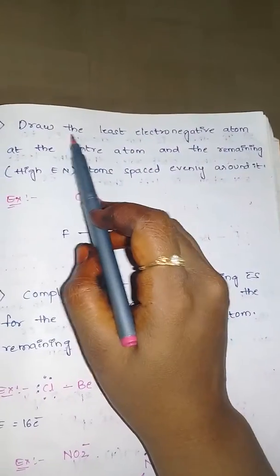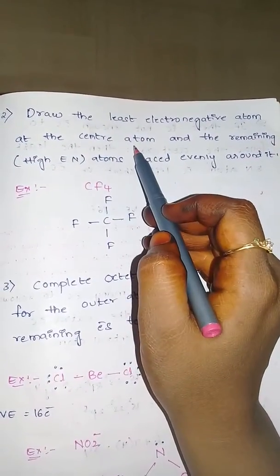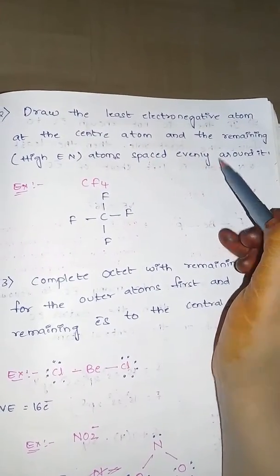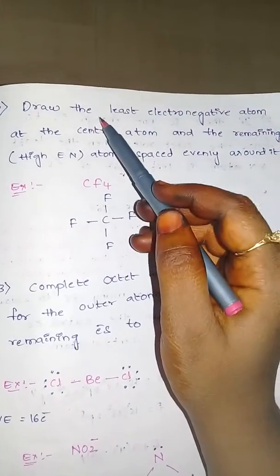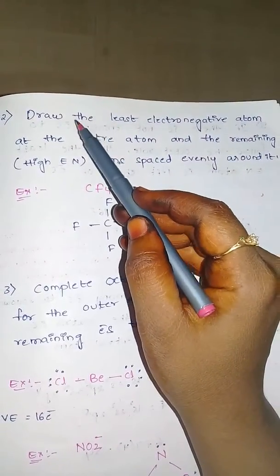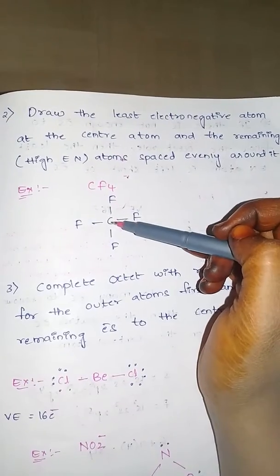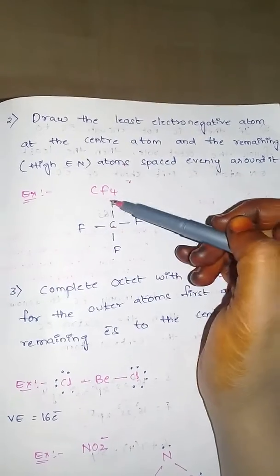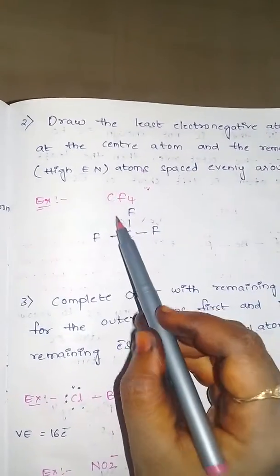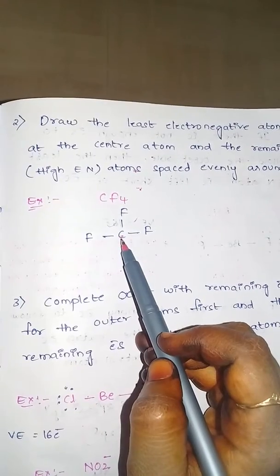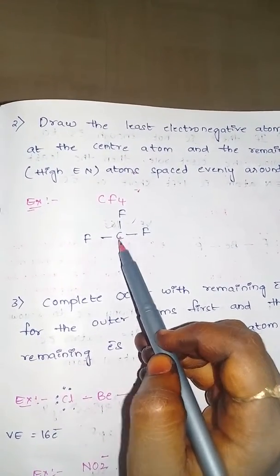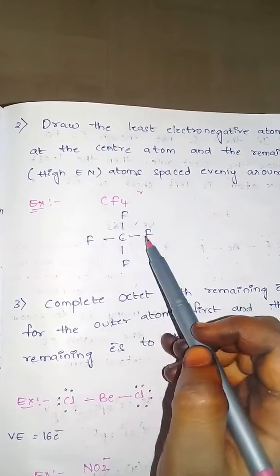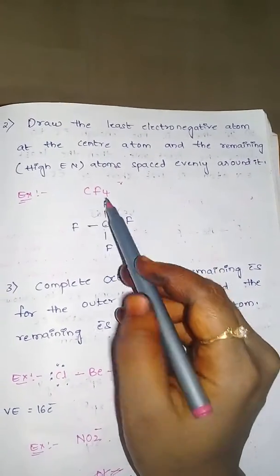Next, the second rule: draw the least electronegative atom at the center and the remaining atoms spaced evenly around it. For example, carbon is least electronegative, so that's why we take it as the central atom. Fluorine is more electronegative than carbon, so fluorine is placed spatially around the center atom. So this is the second rule.